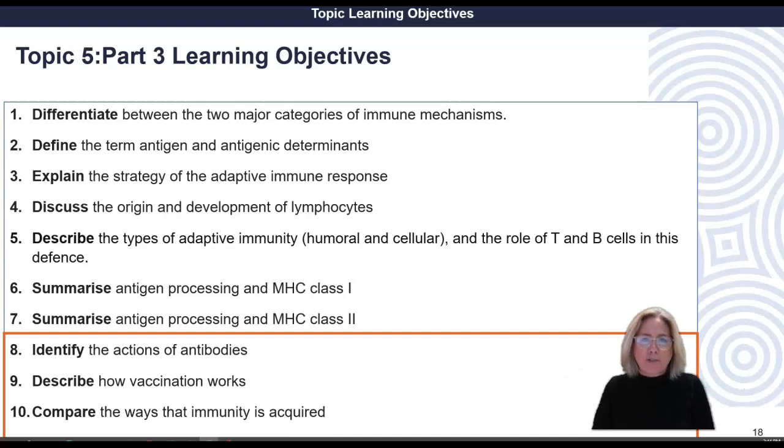Welcome back, everyone, to this final recording on the adaptive immune response and on the whole topic in general. Here we're going to learn about the actions of antibodies. So we need you to be able to identify those, be able to describe how vaccination works, and compare the ways that immunity is acquired.